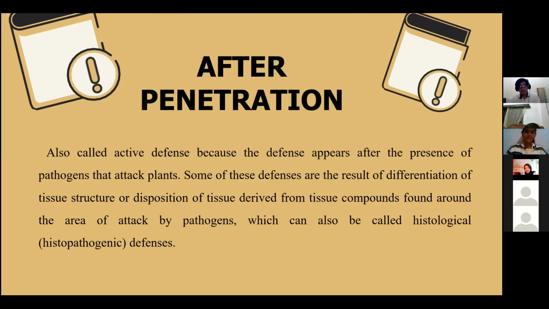Next, after penetration, also called active defense because the defense appears after the presence of pathogens that attack plants. Some of these defenses are the result of differentiation of tissue structure or deposition of tissue derived from tissue compounds found around the area of attack by pathogen, which can also be called histological or histopathogenic defense.